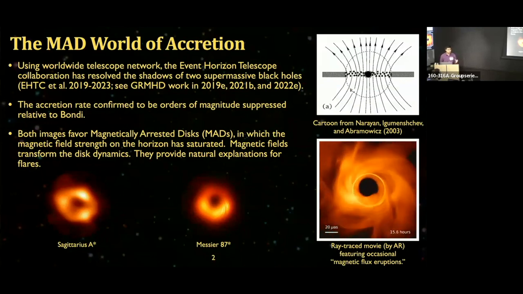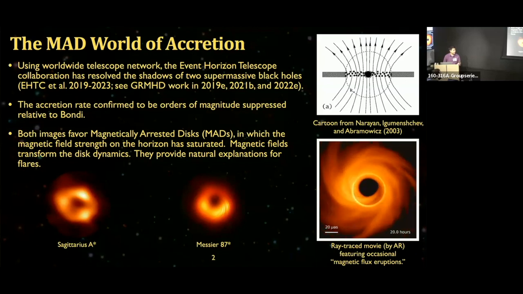And then second, both of these images favor what we like to call magnetically arrested disks, or MADs, in which the magnetic field strength on the horizon of the black hole has saturated. In these cases, the magnetic fields become dynamically important, transforming the disk dynamics via magnetic pressure and tension. This is in contrast to what we often call standard and normal evolution, or SANE models, in which the magnetic fields simply go with the flow. Those are my favorite acronyms in all of astronomy, as tortured as they are.